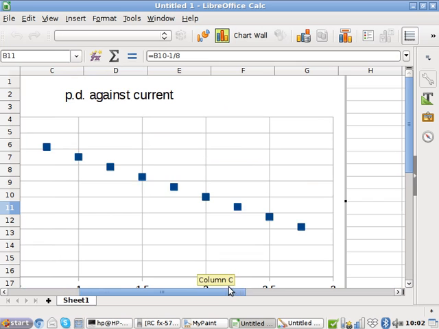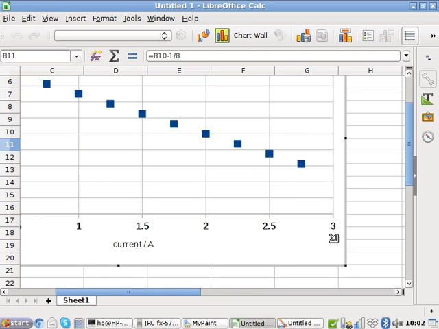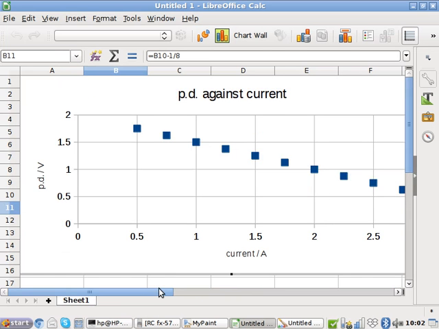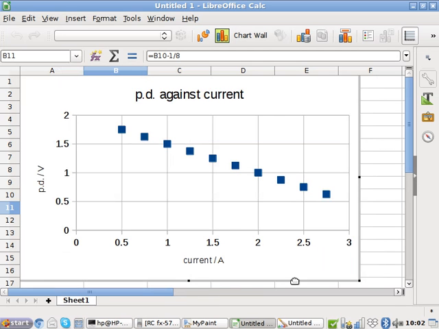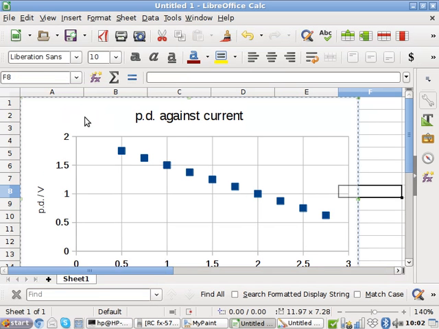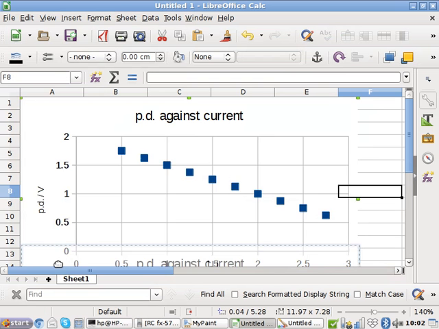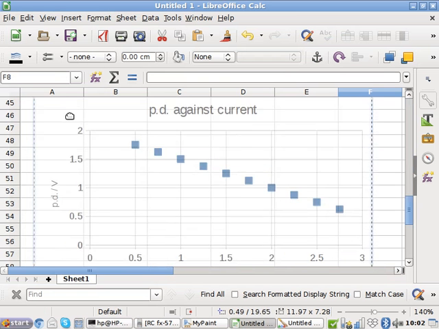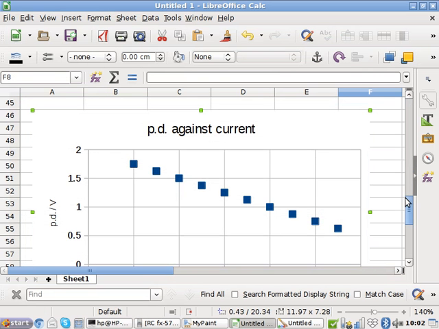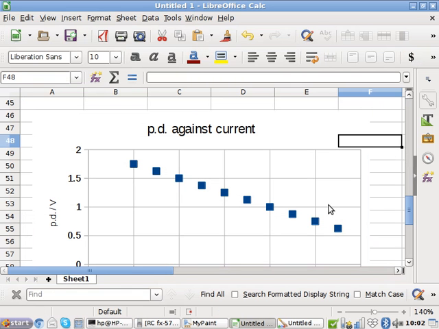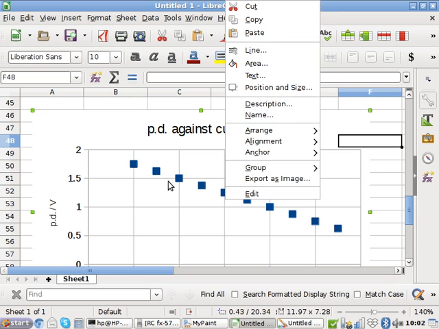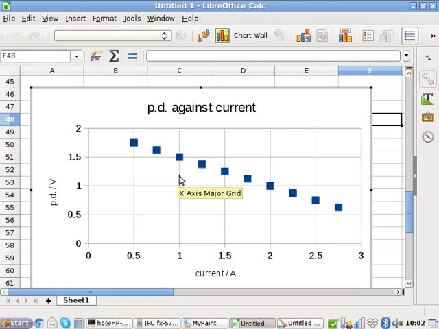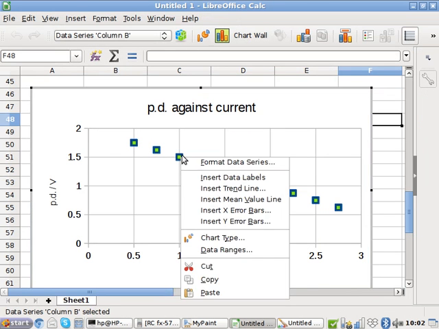Let's make this one a bit smaller. There we go. Did you all get a similar looking graph? Let me just move this out of the way. Okay. Use your graph to get the internal resistance and the EMF. Insert trend line.